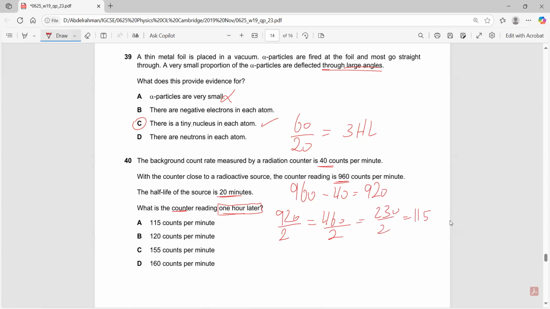115. Again, 115 is the source. You do not need the source. You need the total reading on the counter. So plus again, 115 plus 40, which would be 155 counts per minute. Okay?